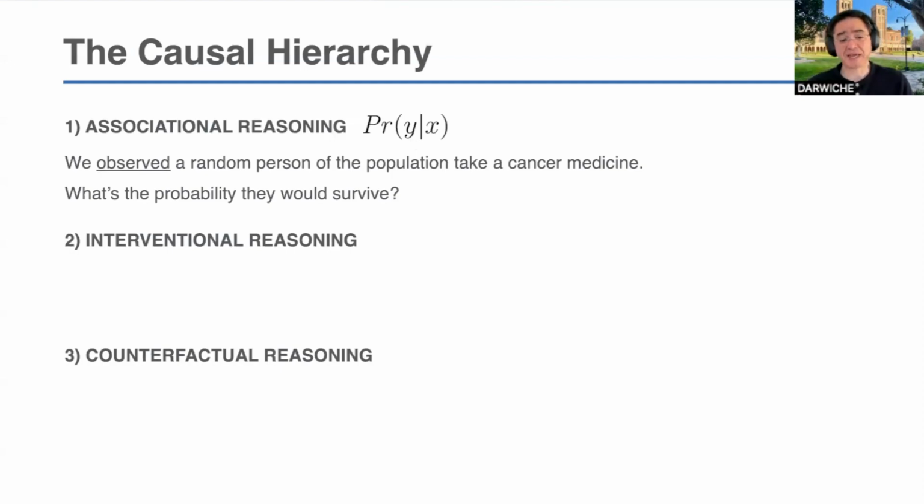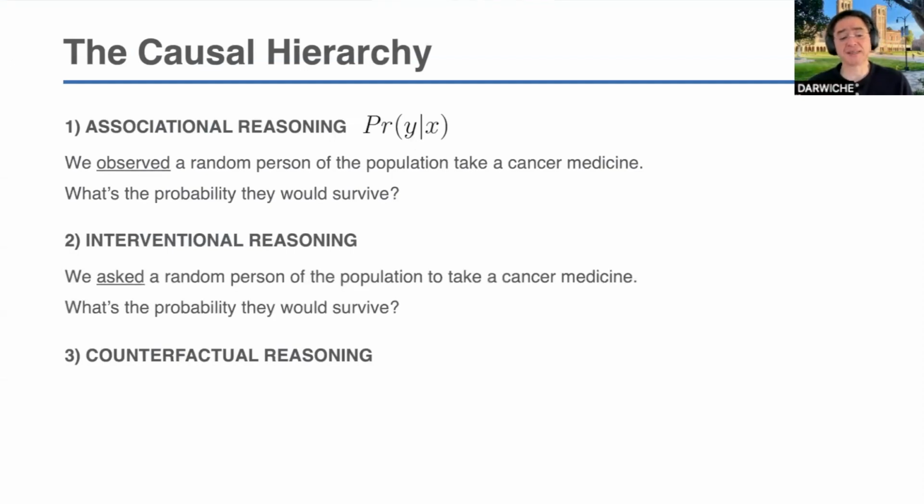And the second is interventional reasoning, and the prototypical question is something like this. We ask a random person of the population to take cancer medicine, what's the probability they would survive? This looks almost the same as the first one, except in the first case, we observed passively someone taking the medication. In the second case, we actually intervened, like in a random trial, and asked someone to take the medication. The notation for this probability looks like this. In the first case, we use the conditioning bar. In the second case, we use the subscript.